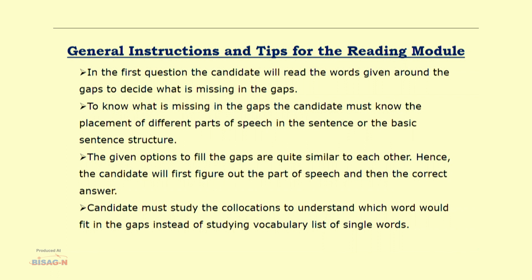The next instruction is that the given options to fill the gaps are quite similar to each other. They are very similar words. Most of the time, the candidates can get confused in the options given. They are so closely related. Almost all the options have similar meaning, or maybe the meanings are a little different from the other option. This creates a lot of confusion among the candidates. In order to solve the confusion, it is important that the candidates first figure out the part of speech and then fill in the correct answer.